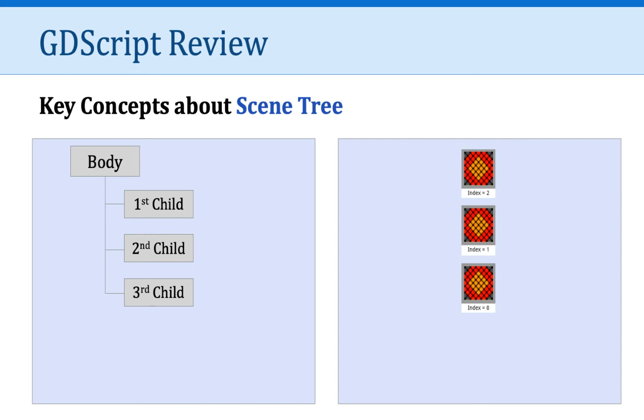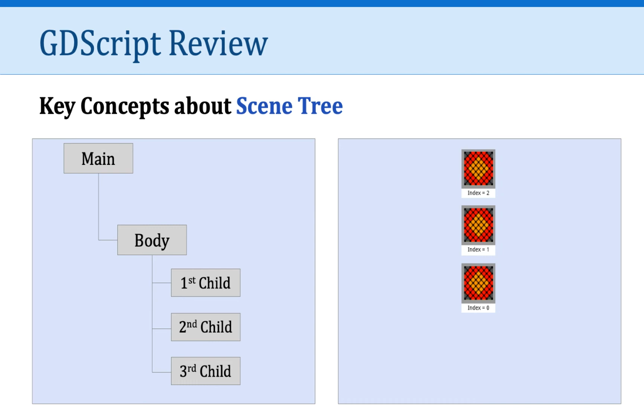And we focused a lot on the children of a node called body. And we focused on how the first child has an index of 0, the second child has an index of 1, and the third child has an index of 2. But you're probably wondering, well, isn't body a child of something as well? And the answer is yes. Body, in the example that we used in class, was a child of main. And the index of body, of course, is dependent on how many other children the node main has.